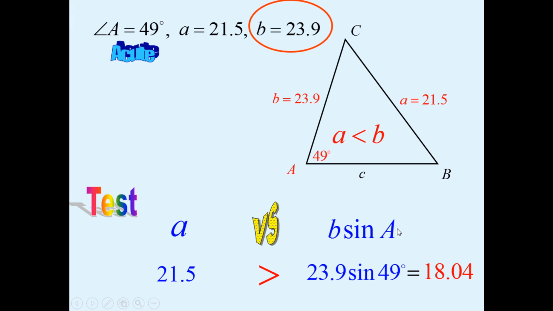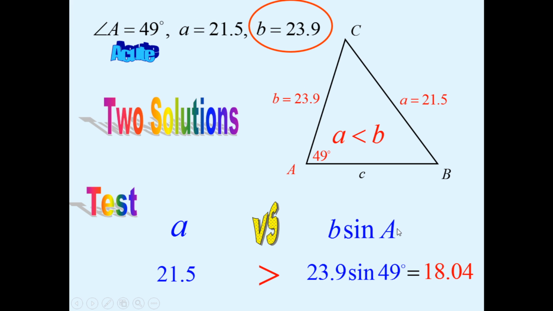If that's the case, that means we do have two solution sets. We're going to have two different triangles formed. One would be acute, like this one. The other one is going to be obtuse. We'll talk about that later on in this video today.